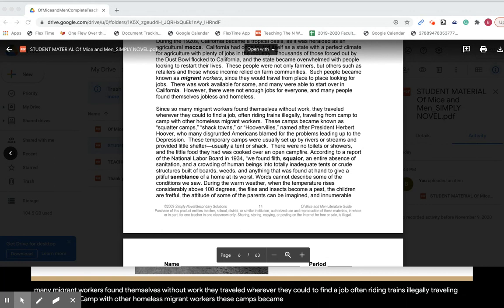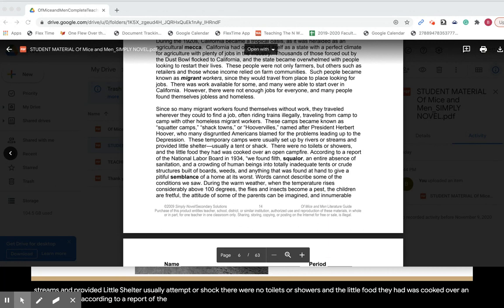These camps became known as squatter camps, shack towns, or Hoovervilles, named after President Herbert Hoover, who many disgruntled Americans blamed for the problems leading up to the Depression. These temporary camps were usually set up by rivers or streams and provided little shelter, usually a tent or shack. There were no toilets or showers, and the little food they had was cooked over an open campfire.